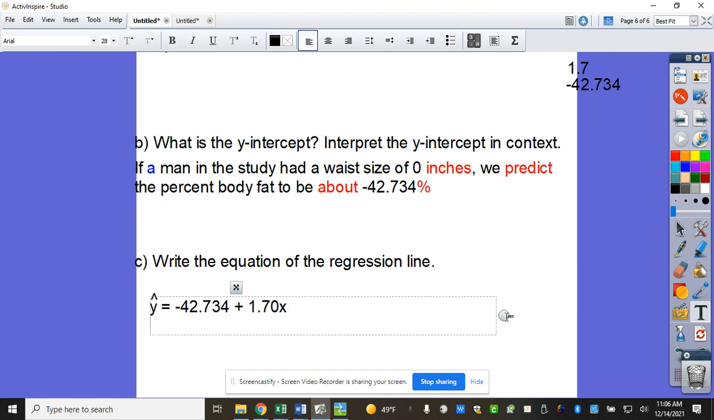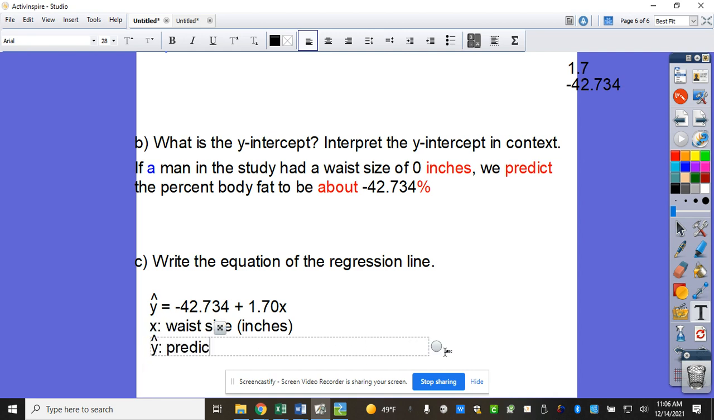What do I absolutely have to do every single time I write the equation? Define your variables. So x is what? And then because it is y hat, I have to define y hat. And I define y hat starting with what word? Predicted. Should I have units there? Yes, but because I said the word percent, my units are kind of in that. If you would rather do that to kind of overkill.